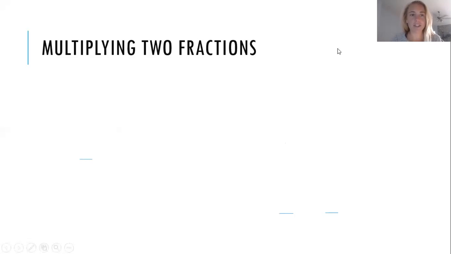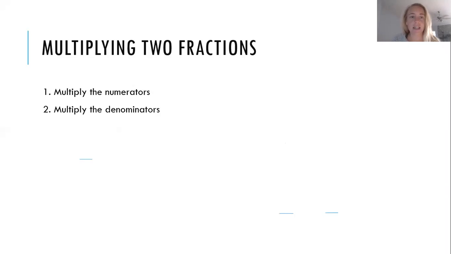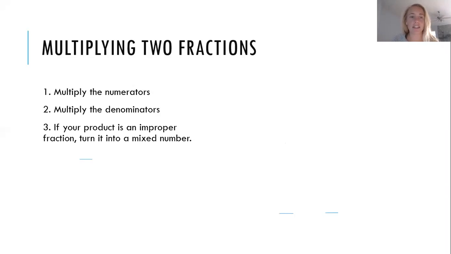All right, guys, so yesterday we worked on multiplying fractions with a whole number times a fraction. Today we're going to be doing a fraction times a fraction and multiplying two mixed numbers. So when you're doing fraction times a fraction, there are three steps. Step one is multiply your numerators. Step two, multiply your denominators. And step three is if your product is an improper fraction, you need to turn it into a mixed number.